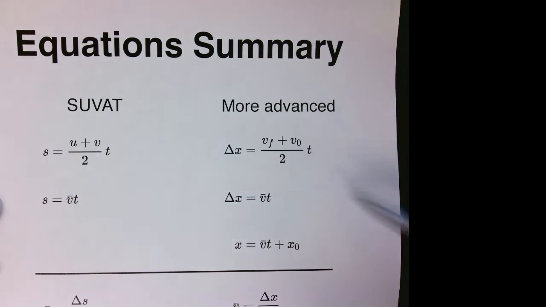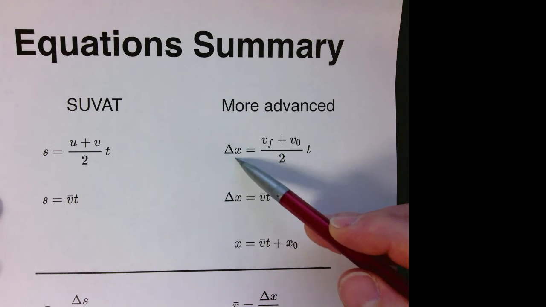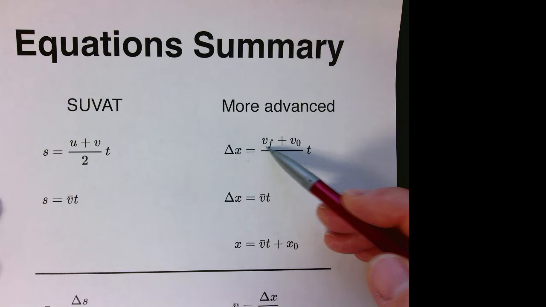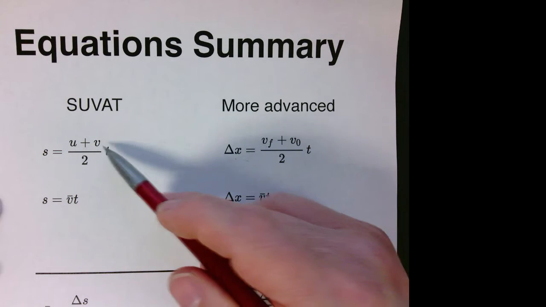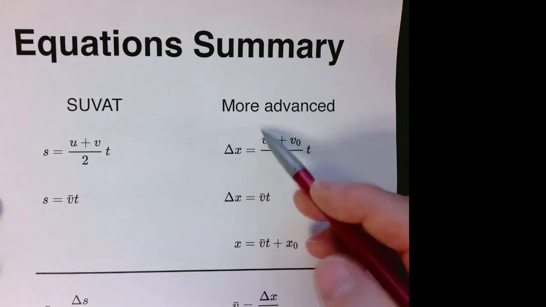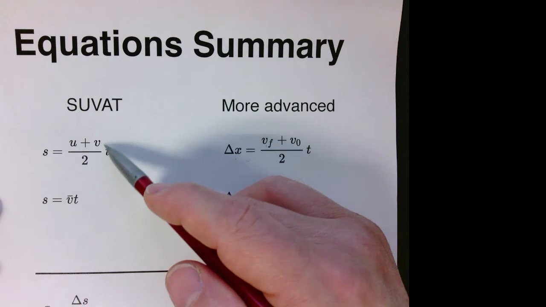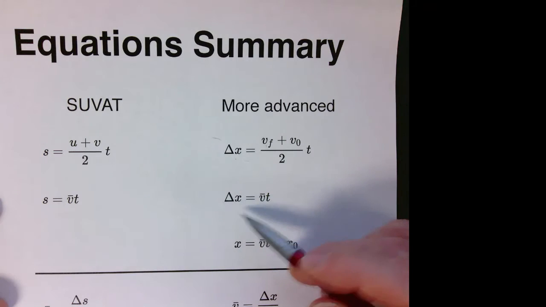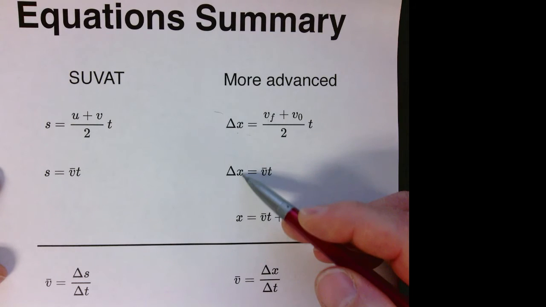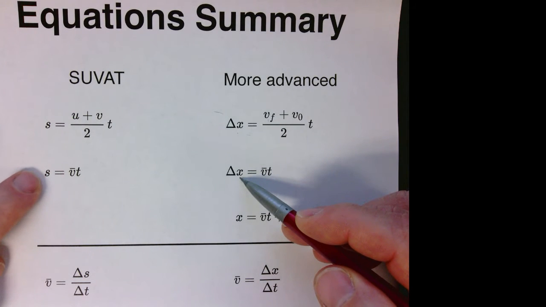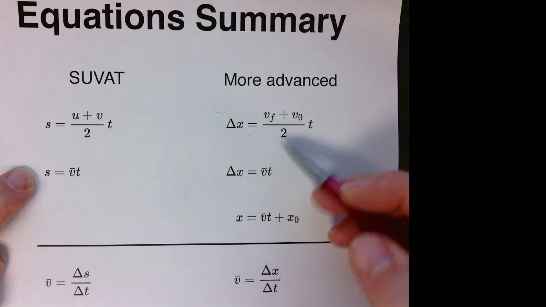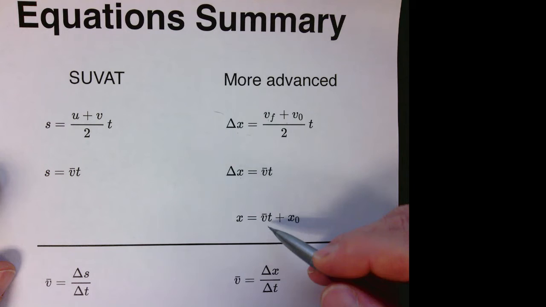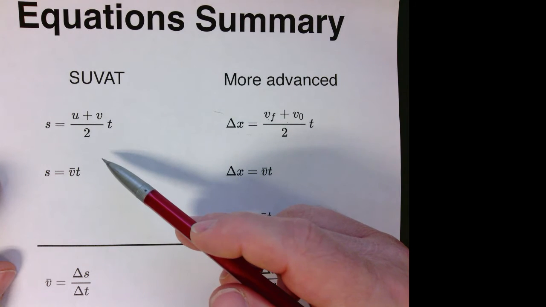On the more advanced side, we have delta x in place of s, we have VF instead of V, and V0 instead of U. And down here we similarly have just delta x instead of s, and we have V bar instead of this average velocity. Now to get to position, we don't get to position with SUVAT equations.